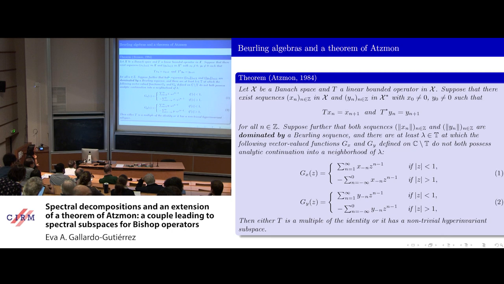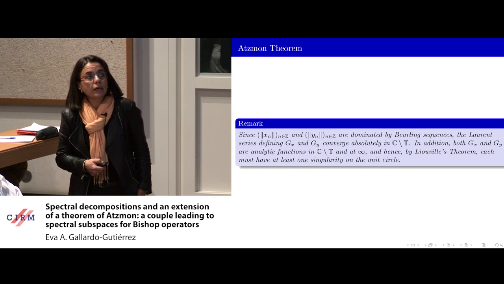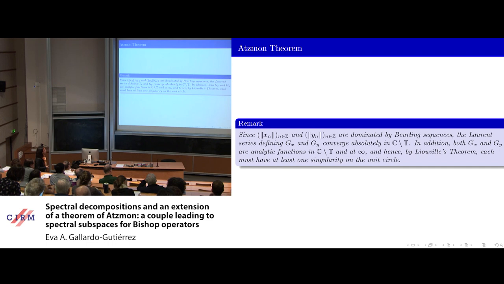But the first thing you can say is that, because of the definition of those two functions, the fact that these norms are dominated by the Beurling sequence implies in particular that they are analytic. They converge absolutely in the complement of the unit circle, and they are analytic inside the unit circle and outside the unit circle and at infinity. And by Liouville's theorem, it tells you that it has to have a singularity on the boundary of the unit disk. So at least the singularity exists. What we're asking is that there exists a common singularity, in some sense, so that we cannot extend analytically through that point. All right.